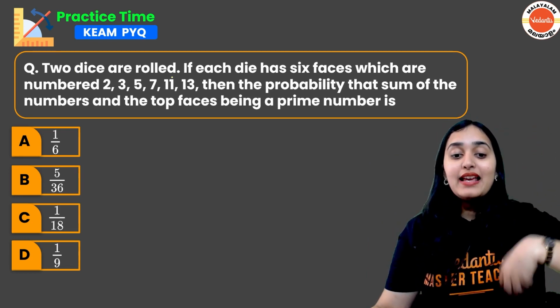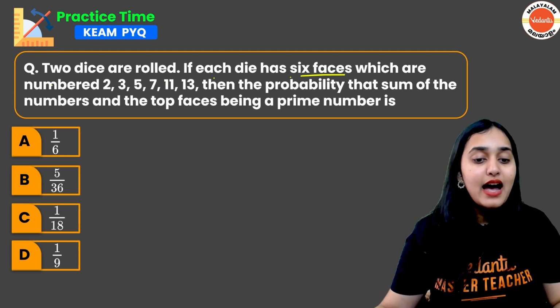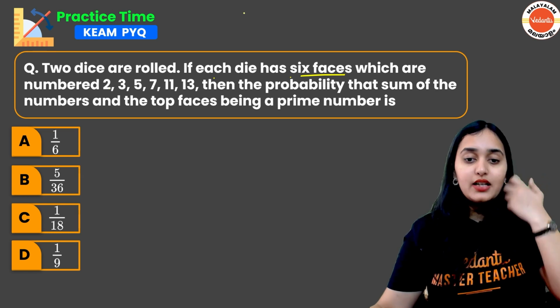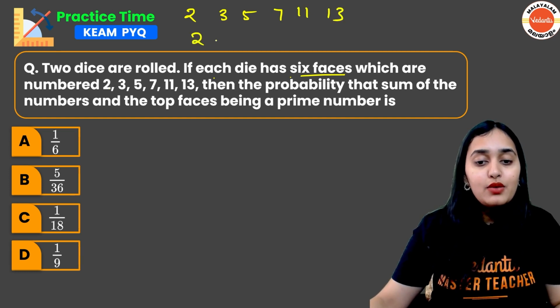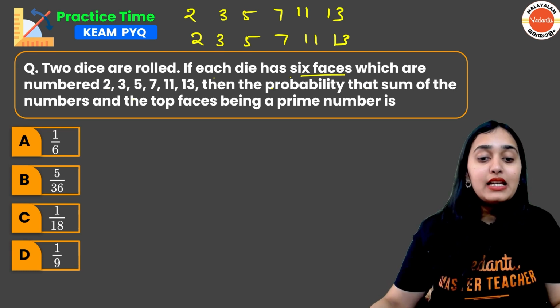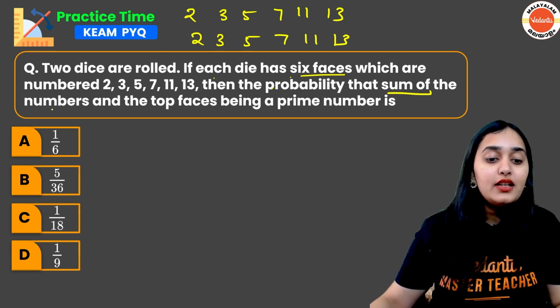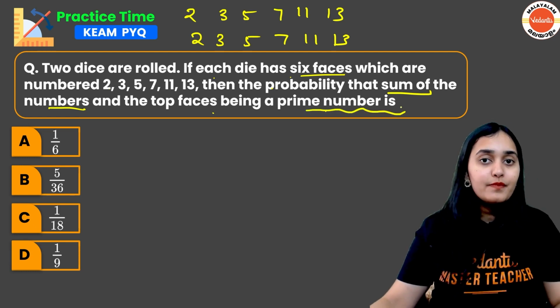Alright, question number 1. There are 2 dice rolled together. Each die has 6 faces which are numbered 2, 3, 5, 7, 11, 13. So die number 1 is having 2, 3, 5, 7, 11, 13. Die number 2 is having 2, 3, 5, 7, 11, 13. What is the probability that sum of the numbers on the top faces is a prime number?